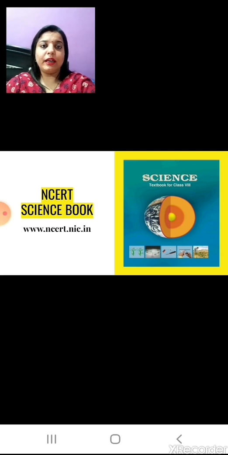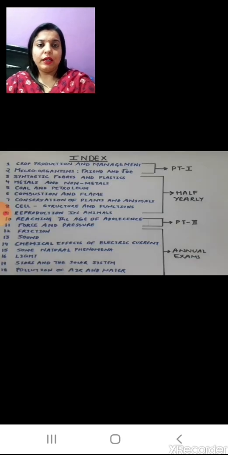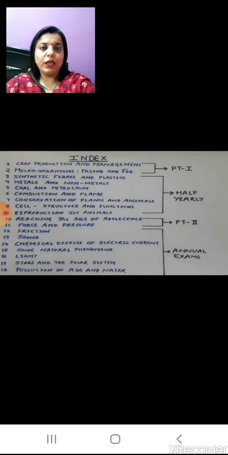Children, in this book the total number of chapters is 18. I have distributed these 18 chapters among four groups. First is PT1, second is half yearly, third is PT2, and fourth is the annual exam. Today, we are going to start with chapter number 1, that is crop production and management. Let's start with chapter number 1.